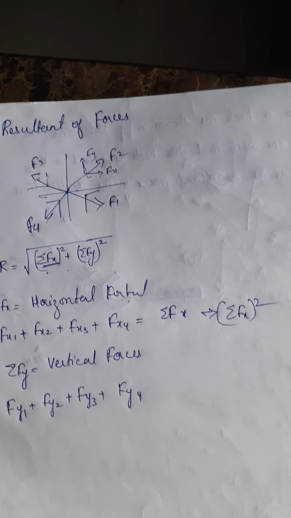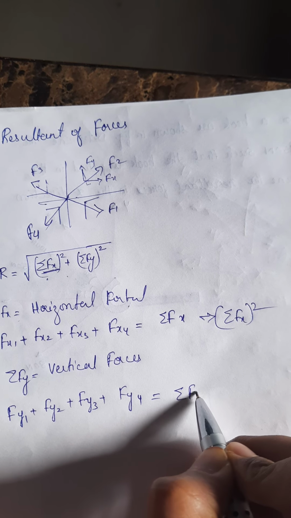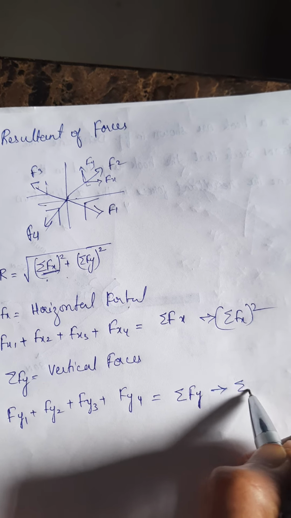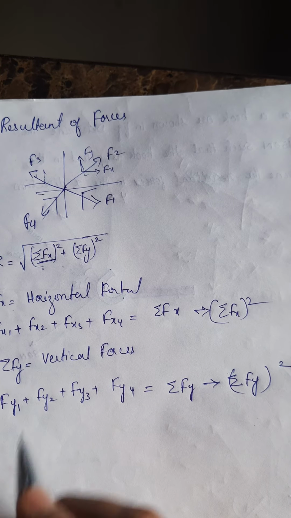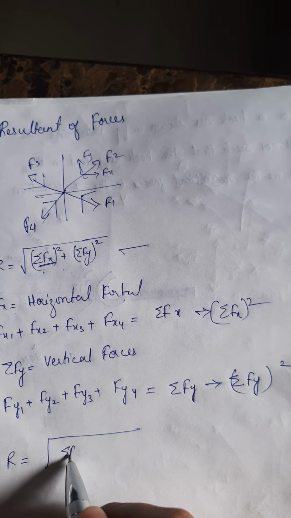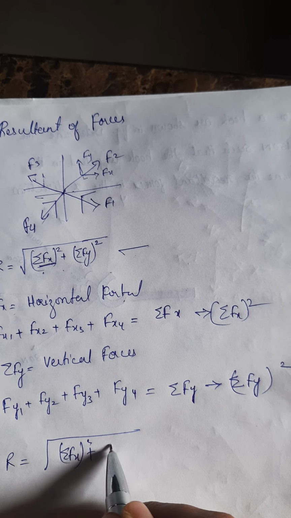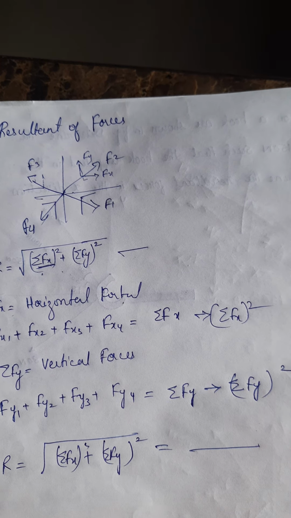After taking the summation, the next step is taking the final answer, summation of f of y, and then squaring this value again. After squaring, substitute in this resultant formula, R is the square root of summation of f of x whole square plus summation of f of y whole square, and simplify, and we'll write down the answer.